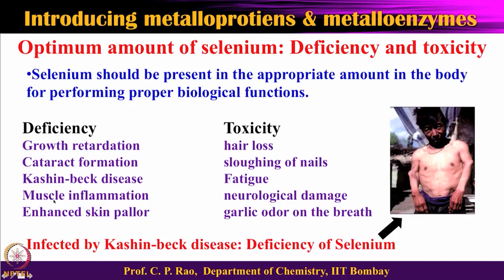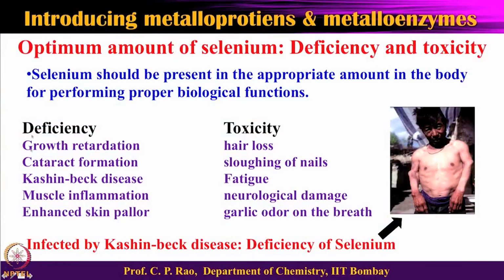This is Keshan disease. Keshan disease is a kind of bone-shrinking problem, with muscle inflammation and enhanced skin pallor. Because of this, you could see the person looks affected in all the joints, and with the bone, basically everything shrinks.